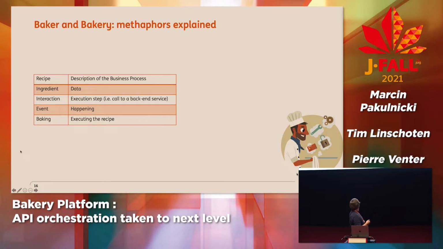And events, well, an event is something happening. It's kind of the same in every system. And finally, we have baking, which is the creation of a new instance of your recipe. So that's kind of the creation of a client request.